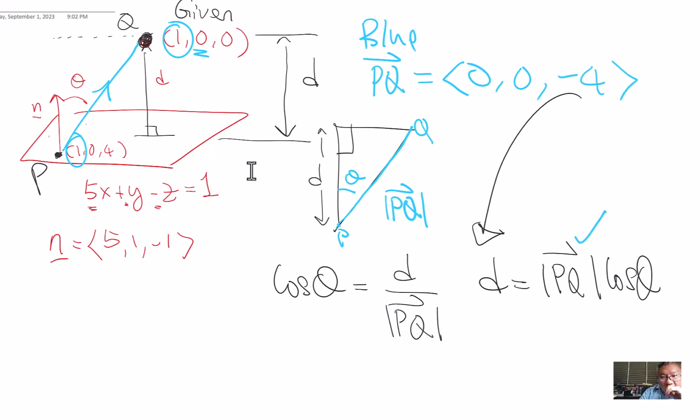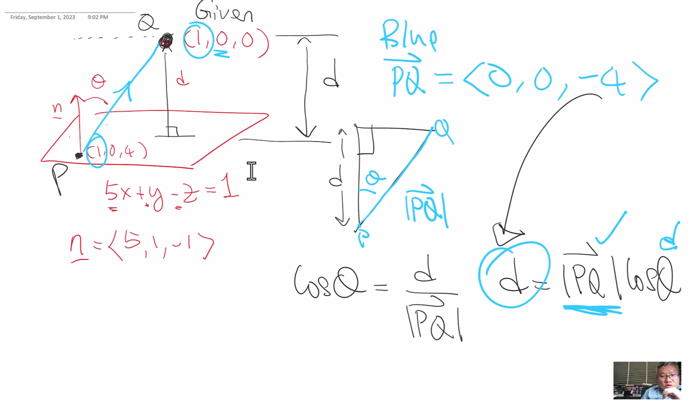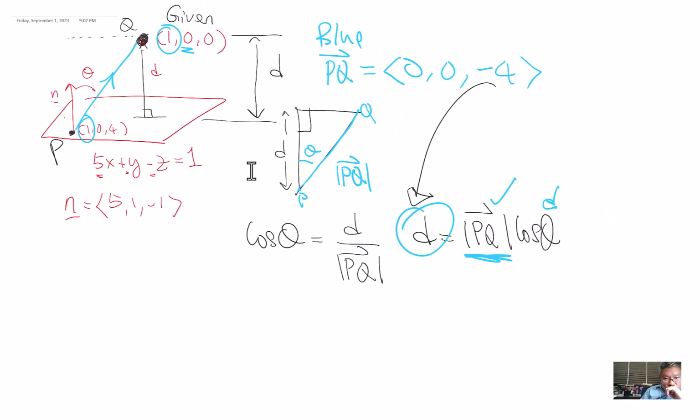So I do know the length. In order to find the shortest distance, I already know this; I just have to figure out this. But this is hard because I don't know what that theta is. I created that theta right here, but I don't really know what that angle is. But we've also seen something like that before. Let's rewrite this: D is PQ cosine theta.